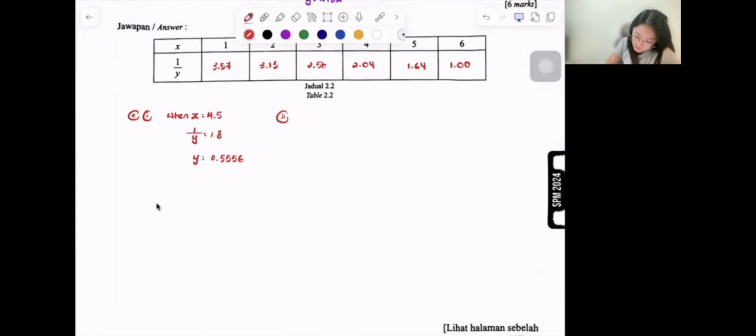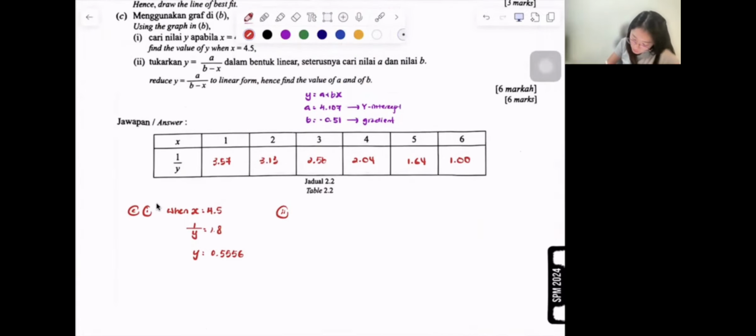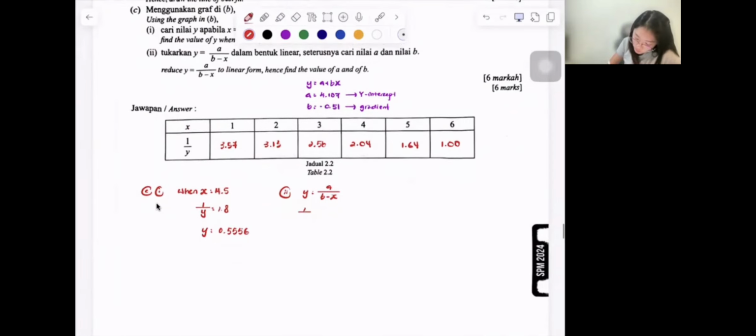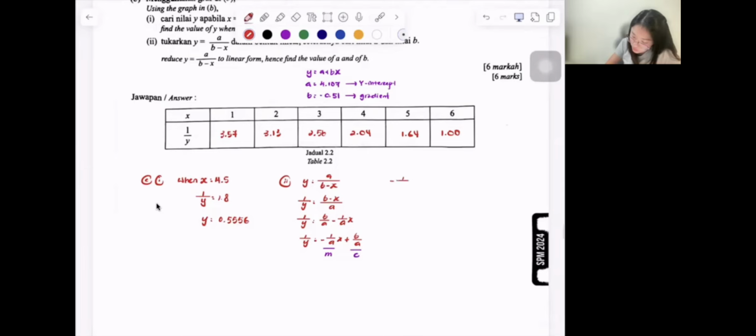Then part 2. Reduce y equals a over b minus x to linear form and find a and b. To reduce to linear form, we need 1 over y, so you invert both sides: b minus x over a. Then you separate it: b over a minus 1 over a times x. Rearranging, your gradient is negative 1 over a, and c is b over a. Negative 1 over a is your gradient.